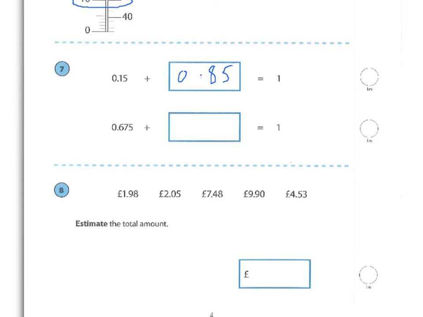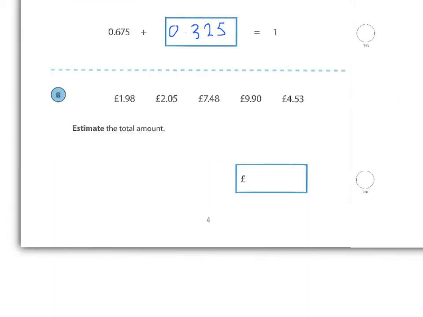Similarly below, 0.675 plus blank equals 1. Now I've got 675 thousandths, so I need my 2 numbers to add up to 1,000 thousandths. Therefore the missing number is 0.325.